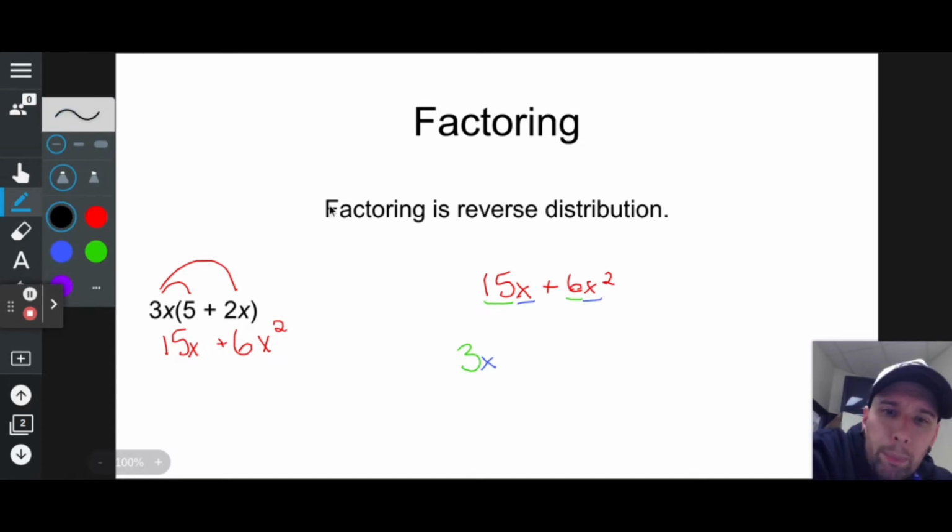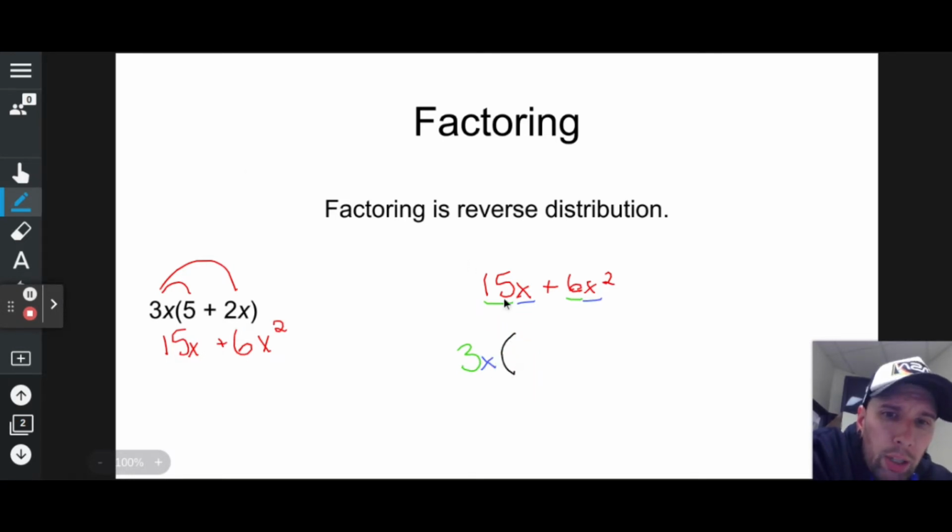Once you do that, what's left over is you divide the coefficients, so 15 divided by 3 is 5, and you subtract the exponents. If I take away an x from an x, I have no x's. If I divide 6 by 3, that's a positive 2, and if I take away an x from an x squared, that leaves me with just an x.